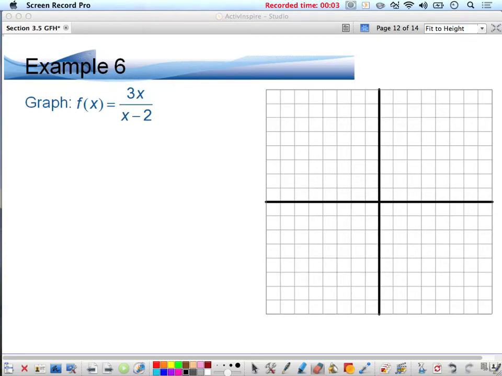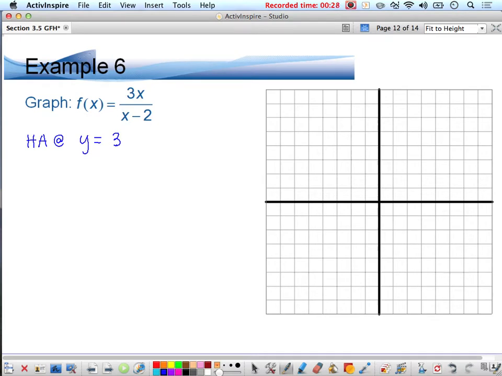Okay, so let's look at this example. F of x equals 3x over x minus 2. First thing we have to do, because it's a rational function, is find all of our asymptotes and holes if we have any. We can look at this and tell, because the powers are the same on top and bottom, that the horizontal asymptote occurs where? At y equals 3, the quotient of the coefficients.